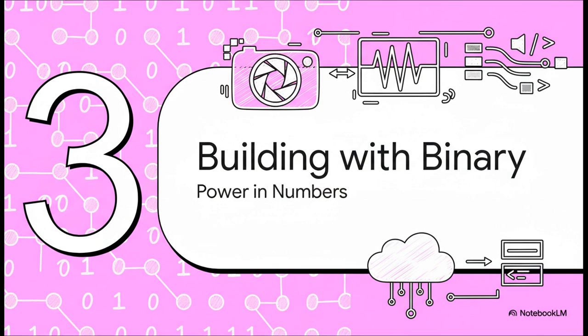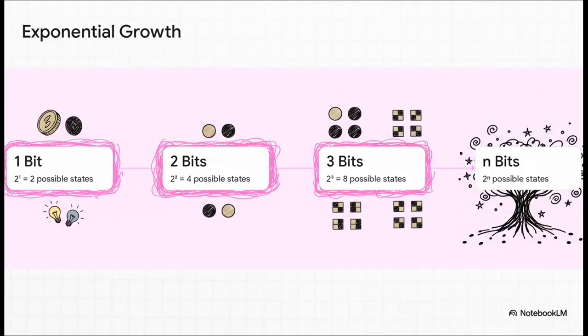So 1 bit by itself is incredibly simple. But this is where the magic happens. All the amazing complexity of our digital world, every photo, every song, every website, is built by just combining these simple bits together. Just look at how fast the possibilities explode. 1 bit gives you 2 states. Add a second bit, you've got 4 states. A third bit, now you're at 8. Every single bit you add doubles your power. With n bits, you get 2 to the power of n possible states. This is the engine of the digital world, building incredible variety from a simple choice of 2.